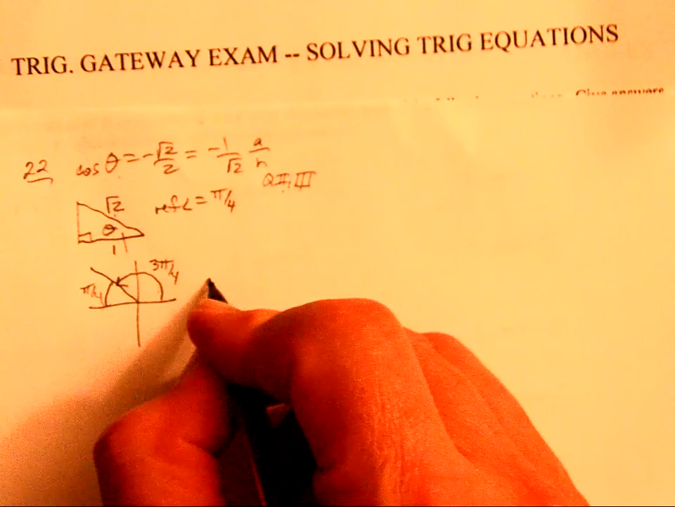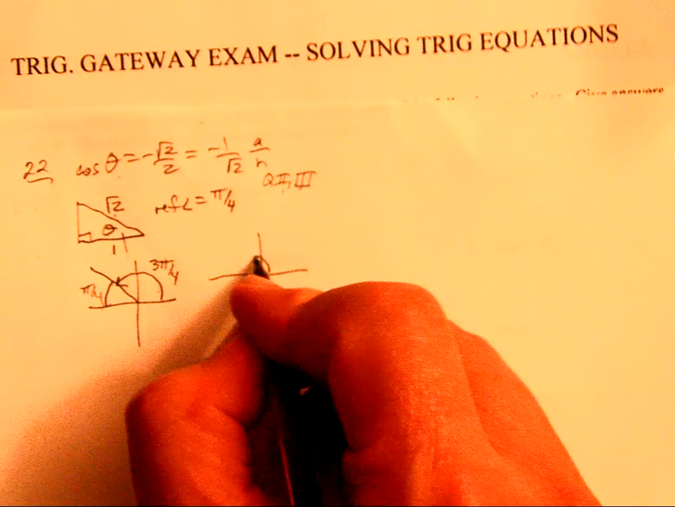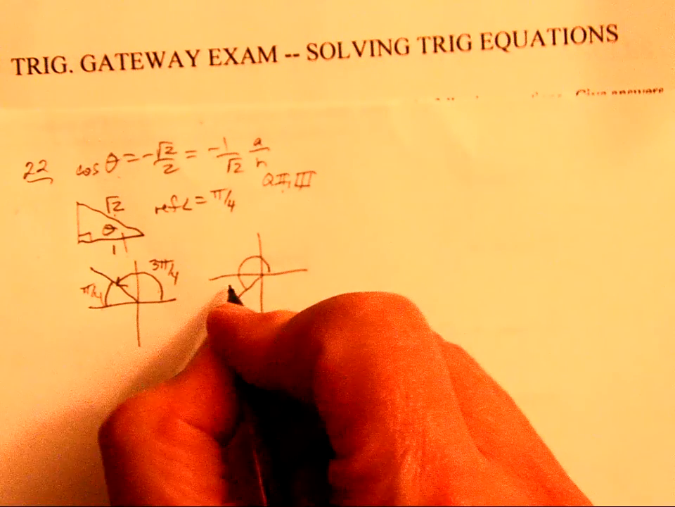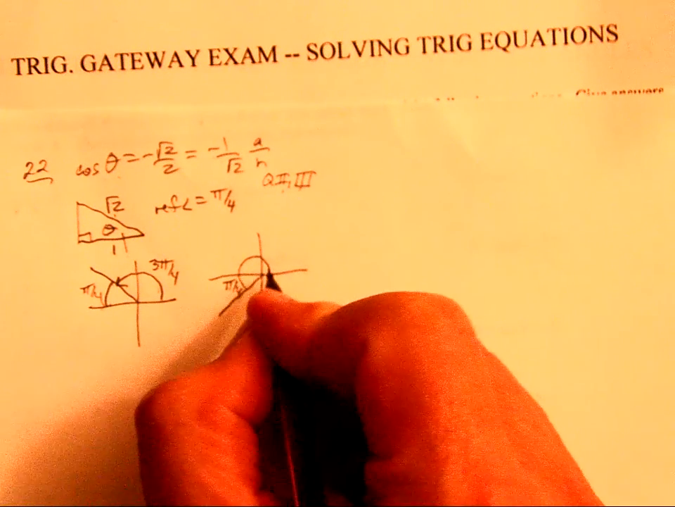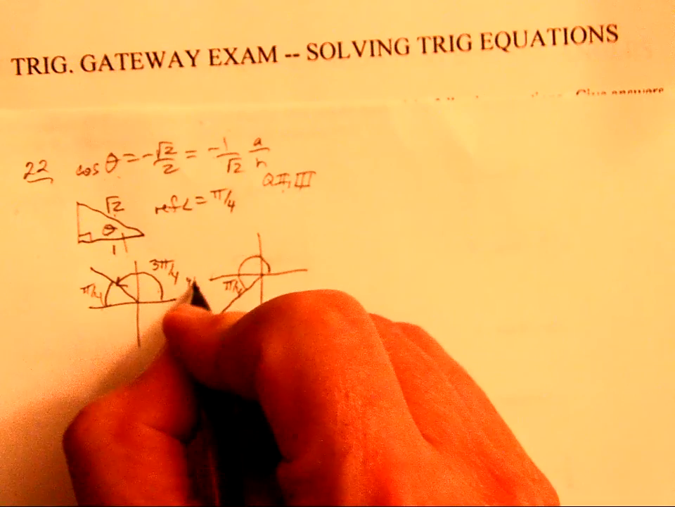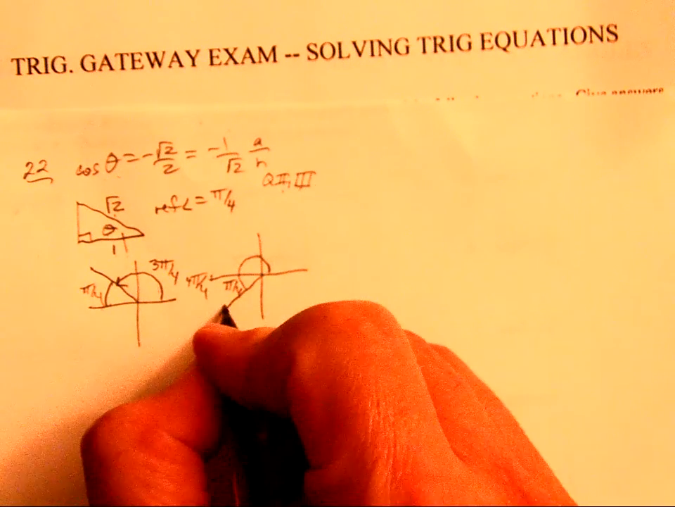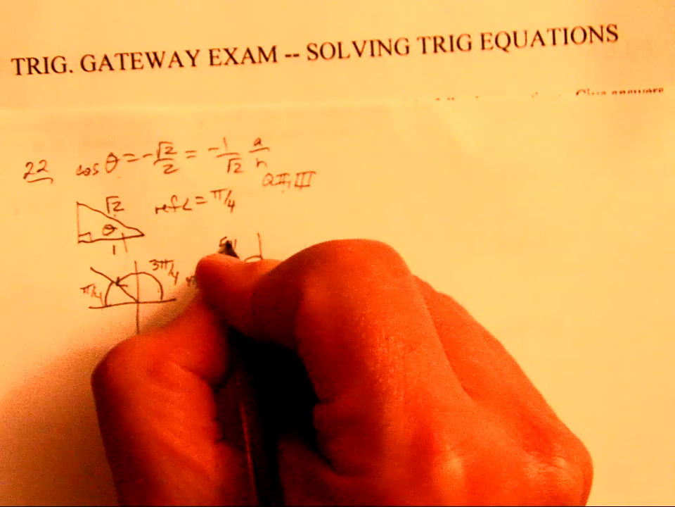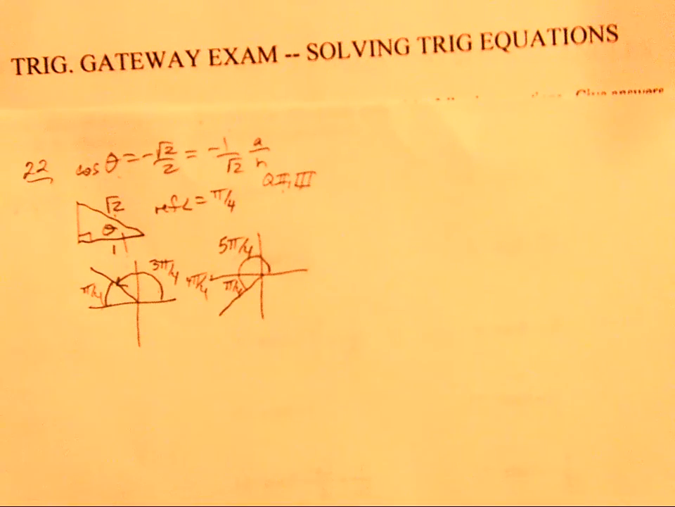Then put it in the third quadrant. So in the third quadrant would be down here. Again, our reference angle is pi over 4. All the way to here is 4/4, because that's 1 pi. We're another fourth, so it's 5 pi over 4. That's our two answers: 3 pi over 4 and 5 pi over 4.